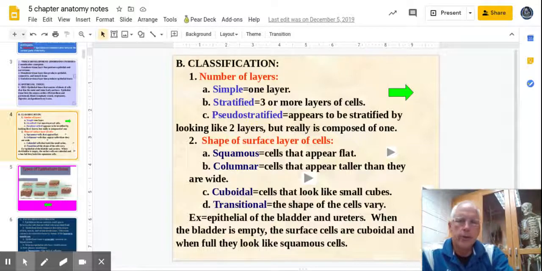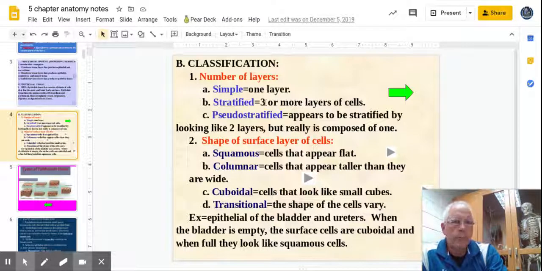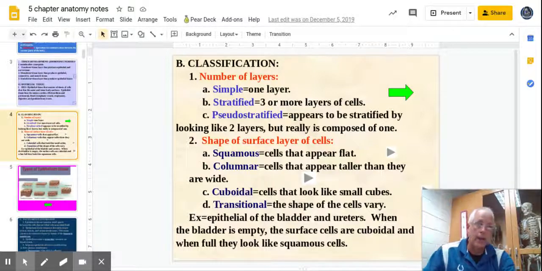So the first part is pretty simple. Number of layers. Do I have one layer? Do I have multiple layers? For whatever reason, epithelial does not come in groups of layers of two. I don't know why. It's either one or multiple, okay? So simple is one layer. You got just one layer of cells. Stratified is three or more. We skip two. And pseudo means false. So pseudo looks like it's two, but really it's just one.